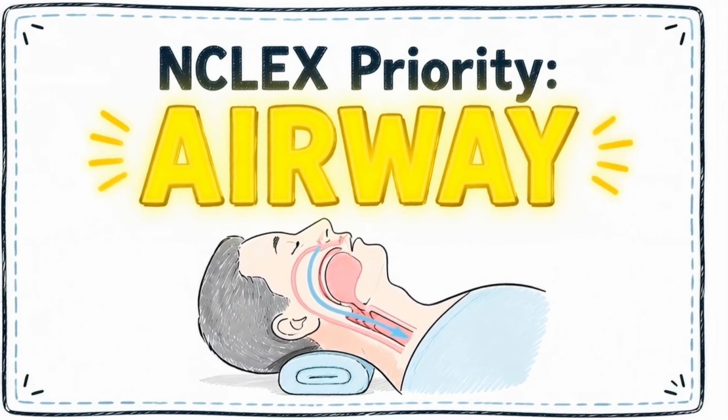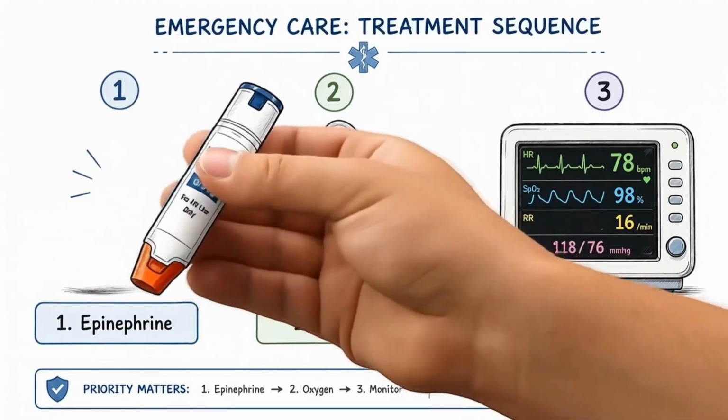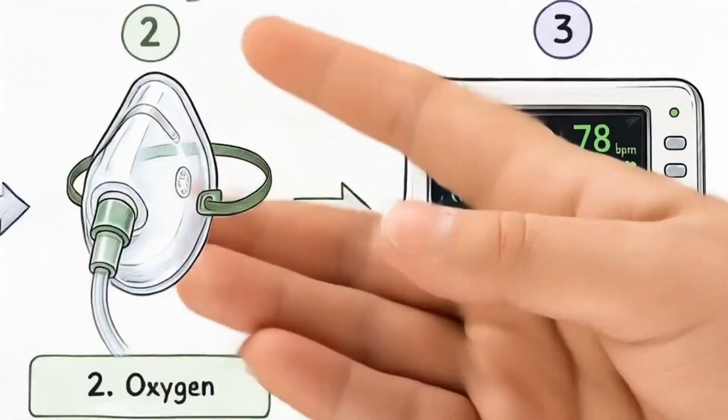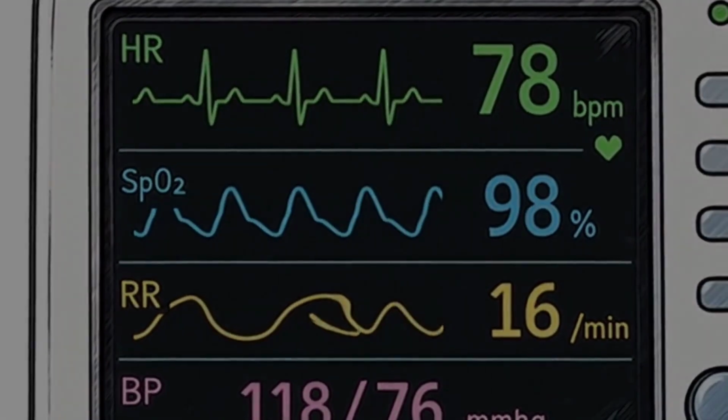You must act decisively to maintain a patent airway. The immediate treatment is epinephrine. Follow this with oxygen and aggressive airway support to stabilize the patient.